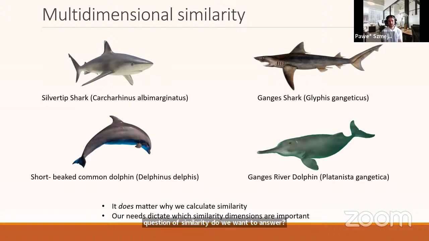And in this case, if you look at this slide and ask which are more similar, the answer is I don't know, because I don't know why you want to know. And that is where the dimensions come in. Once we figure out why we want to know something, we pick the dimension that is most useful to us.